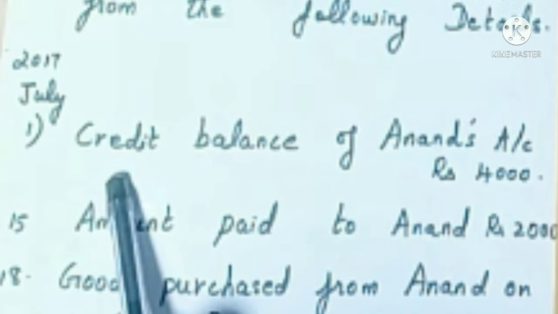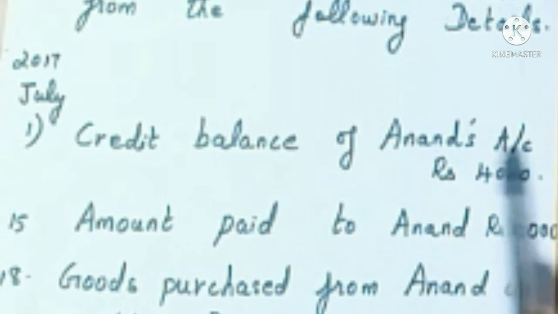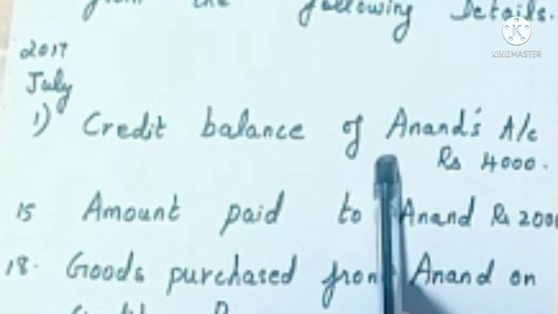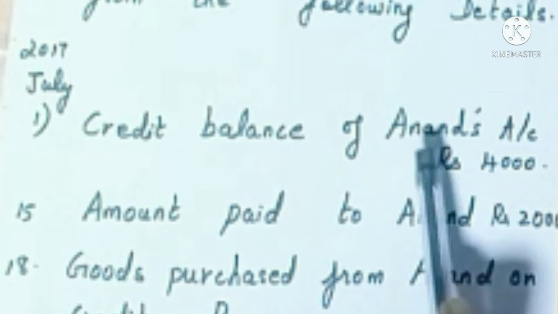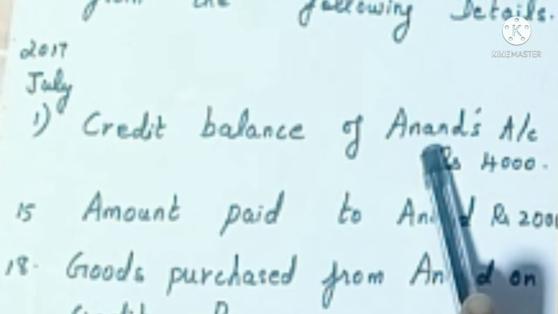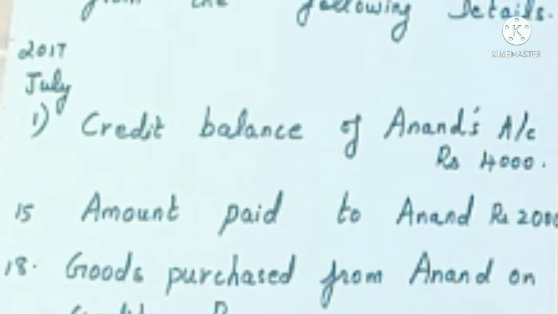So in this first transaction, they have given credit balance of Anand's account rupees 4,000. That means Anand's account is credited. So while opening Anand's account, we have to write it on the credit side of Anand's account rupees 4,000.